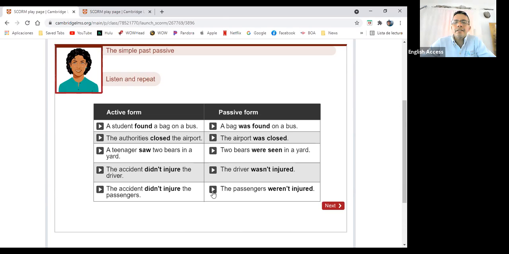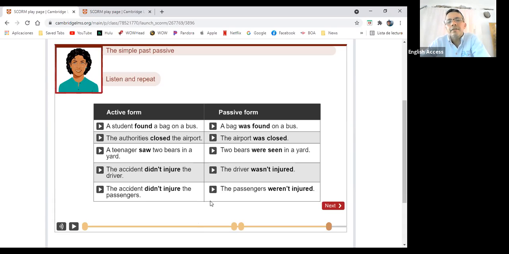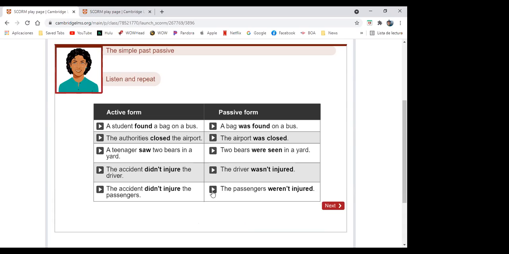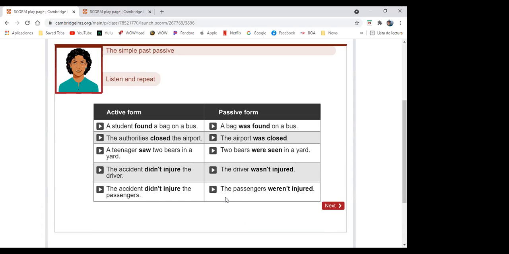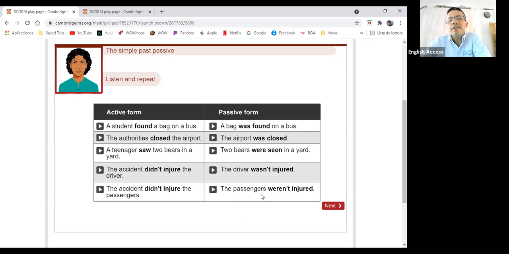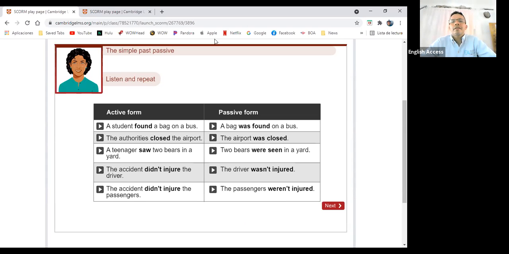Just pay attention, listen, and then speak. The passengers weren't injured. Weren't injured. All right, last time. The passengers weren't injured. No, injured. Why injured? No. The passengers weren't injured. Injured. Okay, teacher.